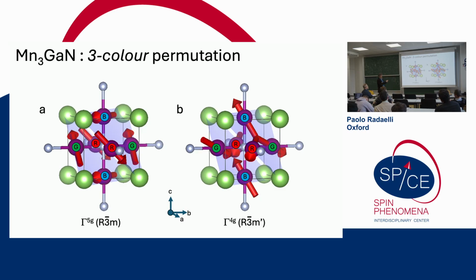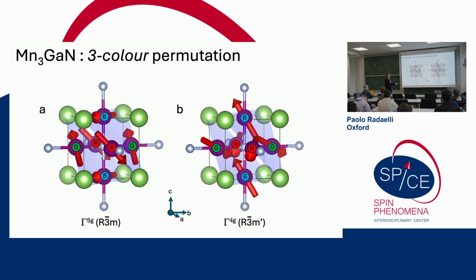Anyway, so I'm just showing you how it's going to work with a very well-known example. These are the antiperovskites, right? The magnetic sites are where the oxygen sites were in a perovskite, and this is manganese 3 gallium nitride as an example. And what I'm doing here, I'm showing two of the phases, the gamma 5G, they're all gamma point ordering. And you can see there are Kagome lattices here.